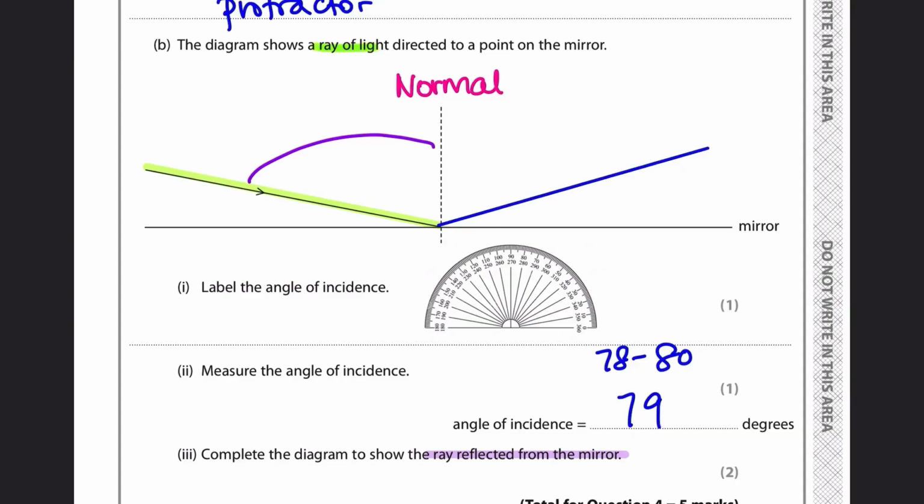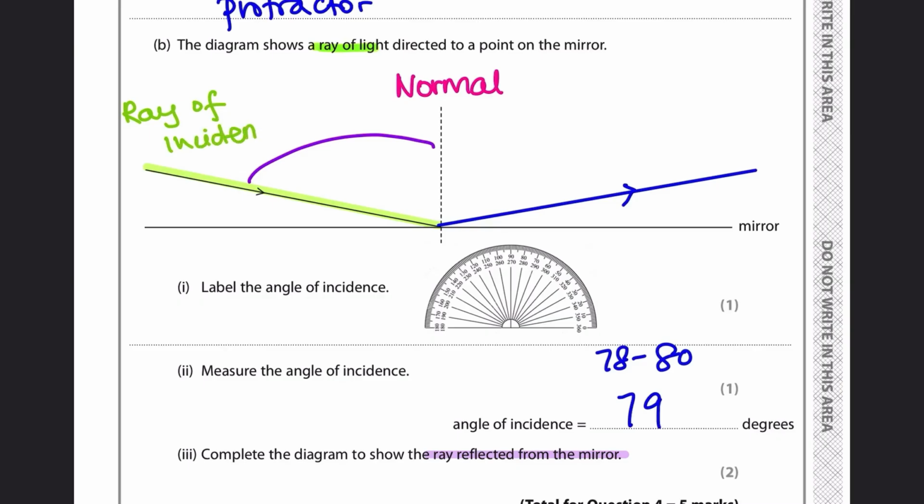Therefore, the ray reflected from the mirror would look something like this, right? Now, don't go too wacky. I mean, don't draw like this or like that, because that's clearly wrong. So somewhere around there, or you can even use your protractor to make sure that it's literally 79 degrees. So this would be called the reflected ray. And I'm just going to label this as well. So the green ray is called the ray of incidence. Ray of incidence. And then the blue ray is called the ray of reflection. Ray of reflection.